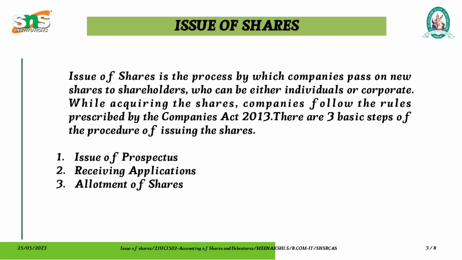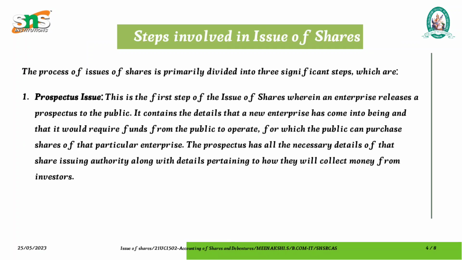Issue of shares is the process by which companies pass on new shares to shareholders. While acquiring the shares, companies follow the rules prescribed by the Companies Act, 2013. There are three basic steps involved in issuing the shares. Step number 1, issue of prospectus, then receiving applications, and the final step is allotment of shares. We are going to learn each and every step in detail.